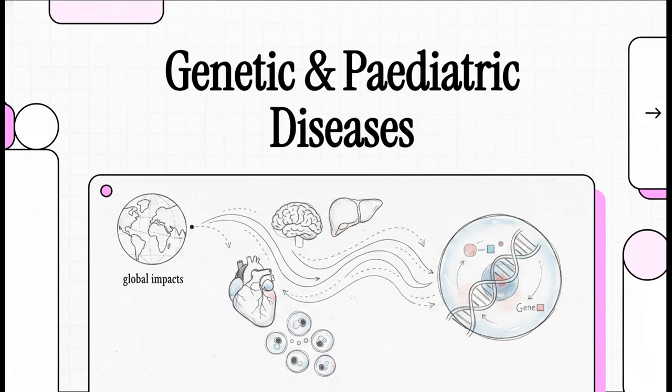Welcome to This Explainer. Today, we're diving into the incredibly vibrant and honestly fascinating world of genetic and pediatric diseases. We're going to take a journey of scale together. We'll start by looking at the global impacts of these conditions, and then we're going to zoom all the way down, past the organs, past the tissues, straight into the nucleus of a single human cell. It's an absolutely incredible story of how our tiniest biological blueprints dictate the entire grand architecture of human life.